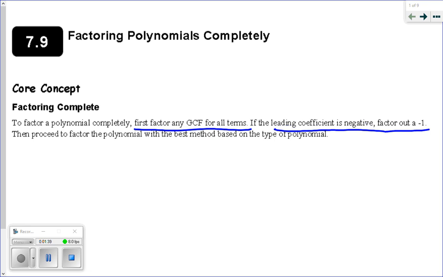It's also going to make your life easier when you're talking about end behavior of curves. I know that doesn't mean a whole lot to you right now, but just trust me, if the leading term is negative, factor -1 out. Then you're going to proceed to factor the polynomial based on the best method for the type of polynomial. And when we say the type, we mean the number of terms. So how you proceed after you pull GCFs, including -1s if necessary, is going to be dependent on the number of terms in your polynomial.